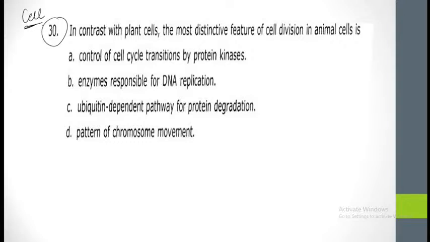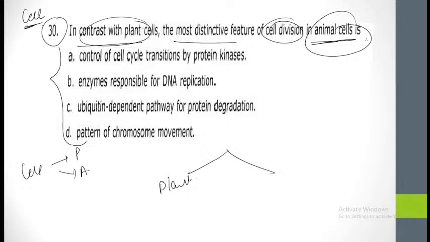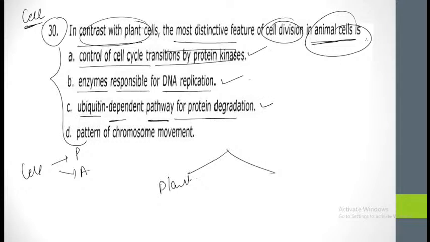Okay. The question is, in contrast to the plant cells, the most distinctive feature of the cell division in the animal cell is. You need to find out the most distinctive feature when we look into the cell division of plants and of animals. 4 options in front of you. First option is control of the cell cycle transition by the protein kinases. Second option is enzyme responsible for the DNA replication. Third is ubiquitin dependent pathway for the protein degradation, and last one is the pattern of the chromosome movement.